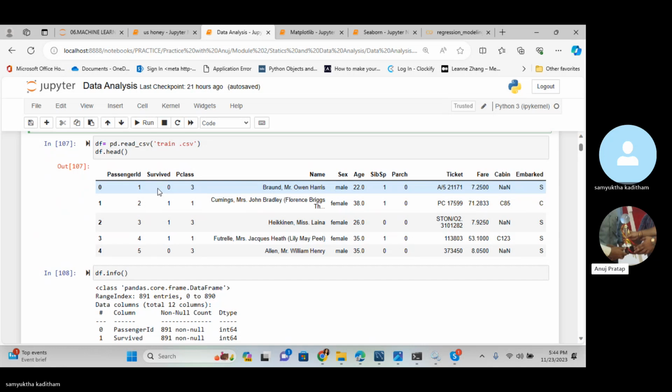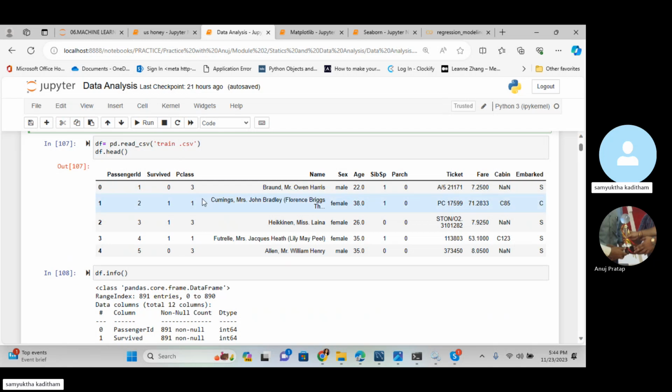Just tell me one thing. Train space dot csv. So space is there. Yeah, in my CSV it is there. So as it is, I have saved it like that. So I don't want to disturb this.